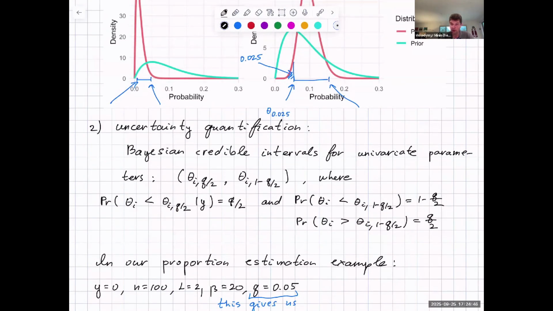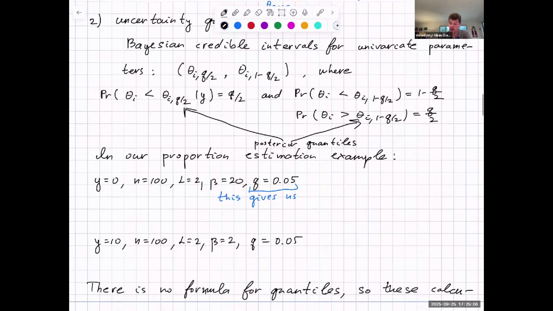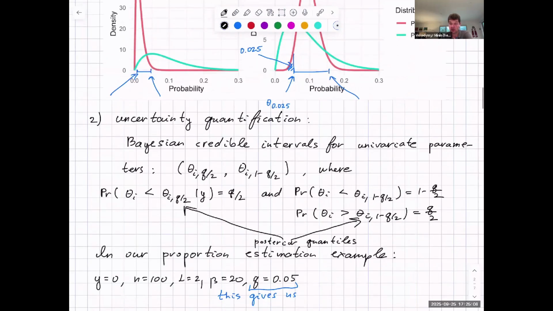So hopefully, let's work through that. I know it may be notationally a little bit strange. Let me also point to these things. These are called posterior quantiles. These are just quantiles of our posterior distribution, posterior quantiles. So let's work on a couple of examples so it becomes clear. So I want a visual.